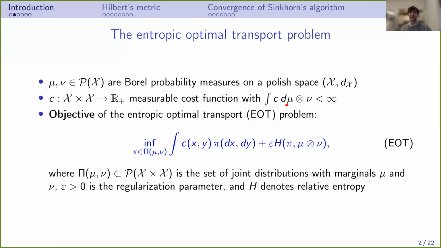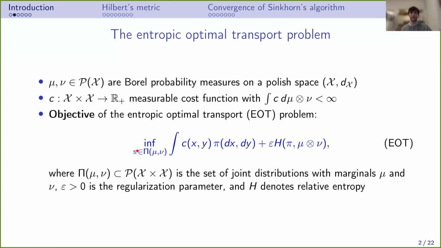It's measurable and integrable with respect to the product measure of the marginals. And we have exactly the same objective for the entropic optimal transport problem. So we minimize over all couplings between mu and nu, this integrated cost of transport, plus this entropic regularization term. Here the main difference to the previous talk is that for us, this epsilon is just a fixed constant. We will not vary this throughout the talk.